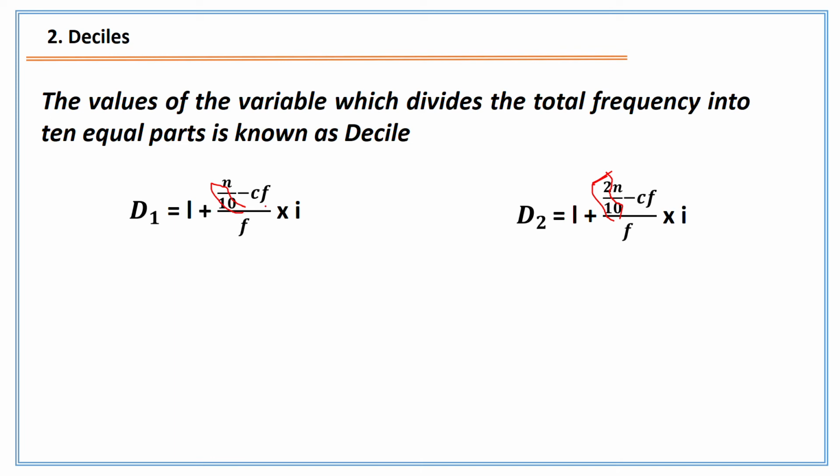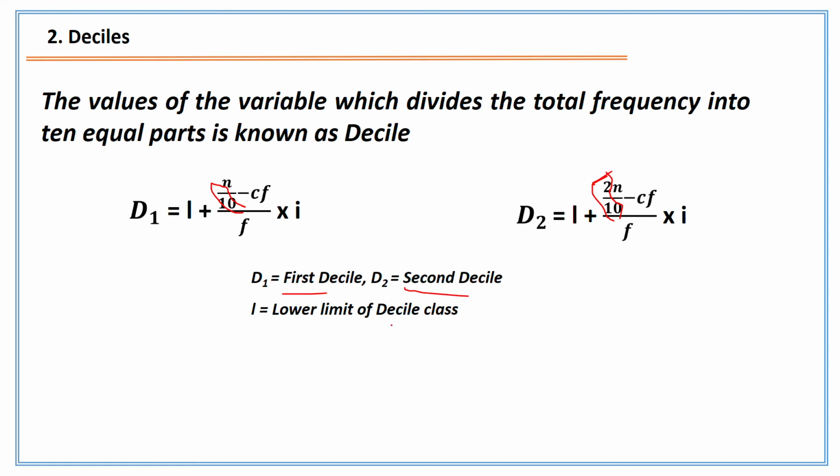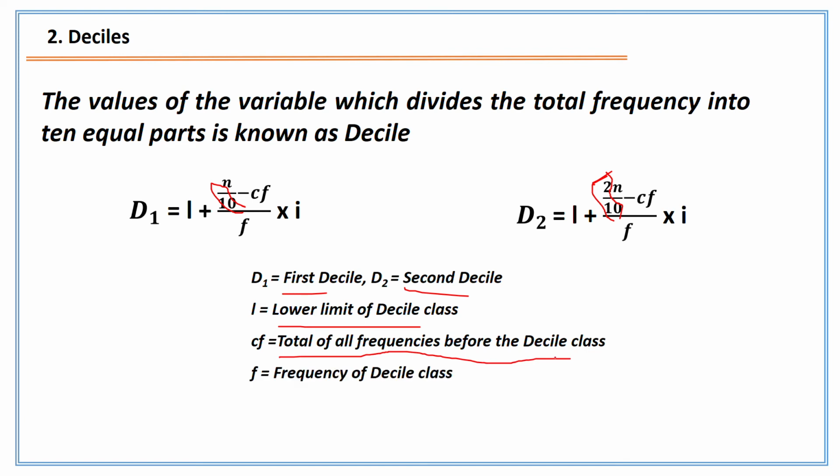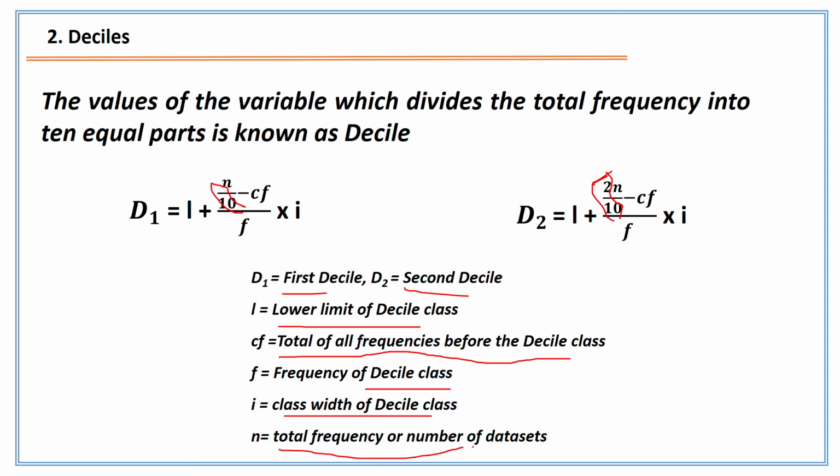In this case, d1 is the first decile, d2 is the second decile, L is the lower limit of the decile class, Cf is the total of all frequencies before the decile class, f is the frequency of the decile class, i is the class width of the decile class, and N is the total frequency or number of data points. All these things will be clear once we solve the example.